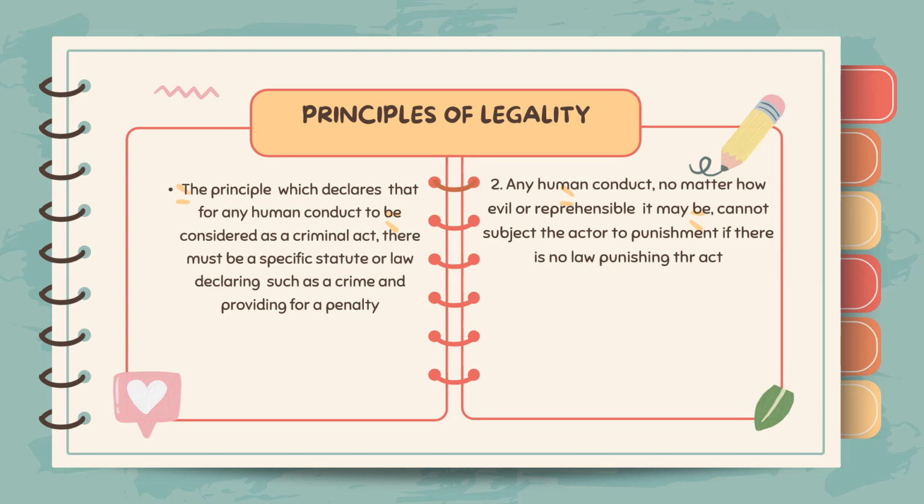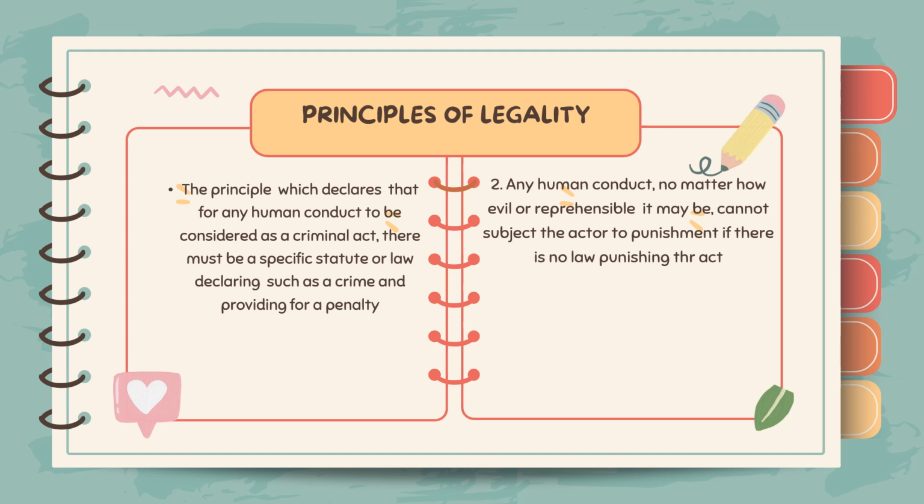The principle which declares that for any human conduct to be considered as a criminal act, there must be a specific statute or law declaring such conduct as a crime and providing for a penalty. Second one, any human conduct, no matter how evil or reprehensible it may be, cannot subject the actor to punishment if there is no law punishing the act. So just to summarize, the principle of legality is expressed in the maxim nullum crimen, nulla poena sine lege, which means no crime when there is no law punishing it.